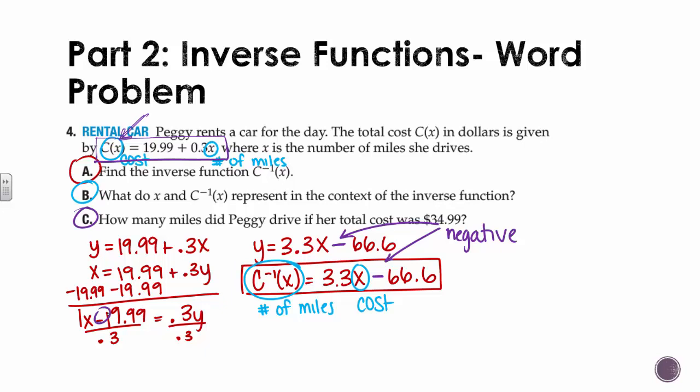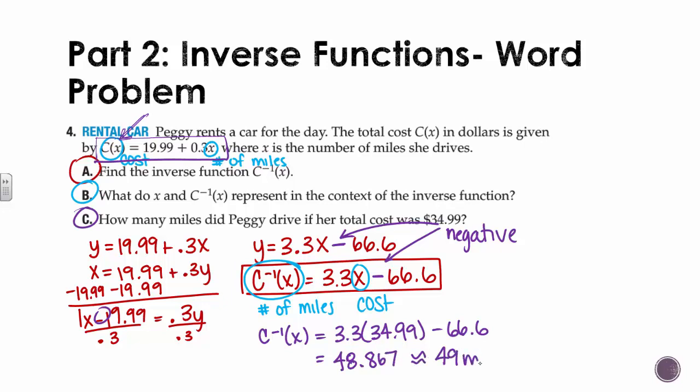So when I look at C, and I want to know how many miles Peggy drove if her cost was $34.99, now that I know that x is the cost here, and that the inverse is the number of miles, all I've got to do is plug this in, 34.99 minus 66.6, and then it's a calculator problem. And I end up with about 48.867, so we'll round it up to about 49 miles.